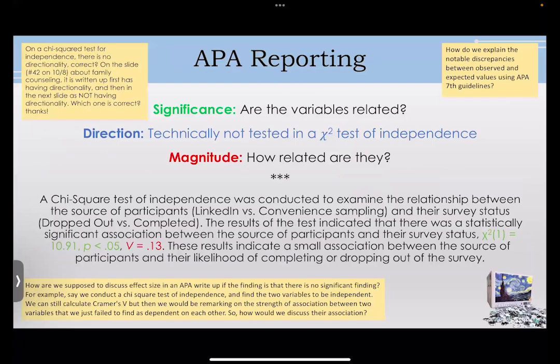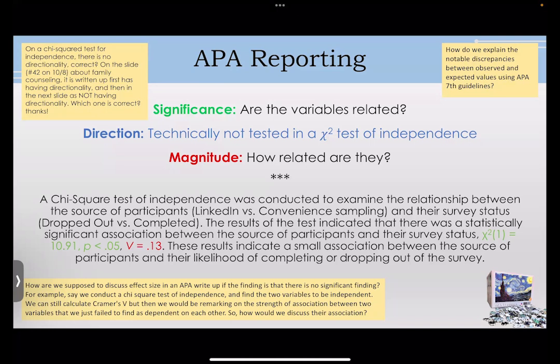So the same thing holds here. We're not statistically testing anything. So technically you can't comment on directionality, but you can also be a smart human and infer, use logic, right? So you don't need to include it in your write-up. That's not expected in a chi-square write-up. So you'll see my write-up here does not include directionality.